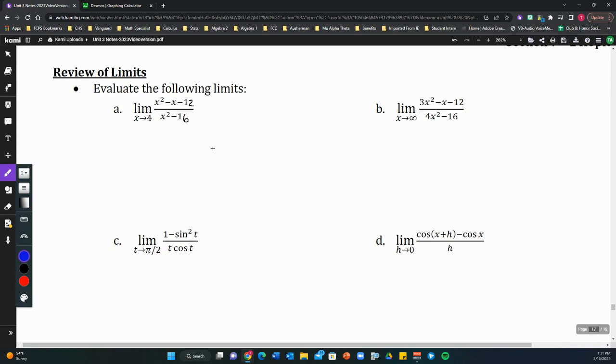So if I do that, substitute 4 in, I get 4 squared is 16, minus 4, minus 12. And then in the denominator, 4 squared is 16, minus 16. So when I clean all that up, I end up with 0 over 0.